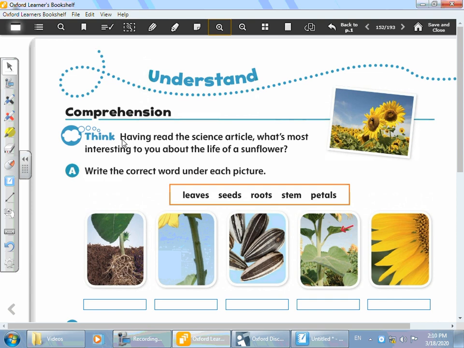Okay, so here it says, think. Having read the science article, what's most interesting to you about the life of a sunflower? So here in this article that we read in the previous pages, what is the thing that you find interesting about the sunflower? Yes, very nice. I can hear you. You say that it turns to the sun. Yes? Very nice. That gives us oil. Excellent. Did I also hear someone say it gives us seeds? Very good. Okay. Now moving on.